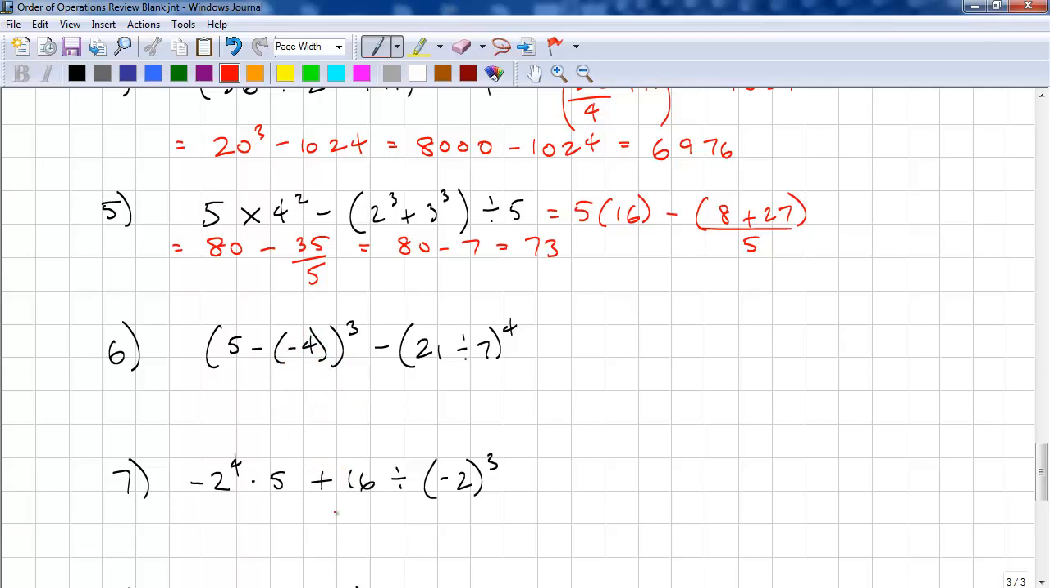Okay, we have more brackets. Let's review what we did. Minus 4 in the brackets means negative 4. Minus a negative becomes positive. So we have 9 cubed minus 21 divided by 7 is 3. And that's to the power of 4. 9 cubed is 729, and 3 to the power of 4 is 81. So our answer is 648.